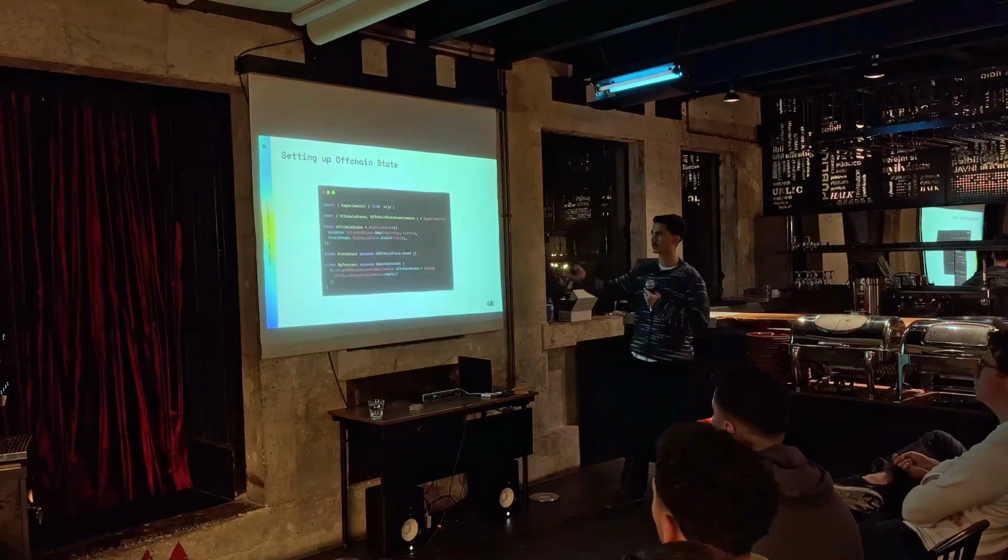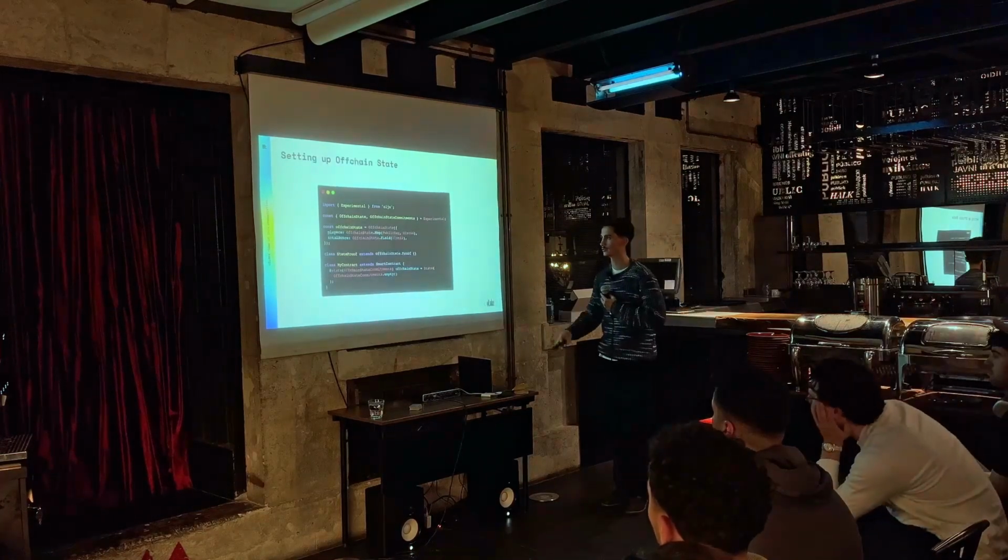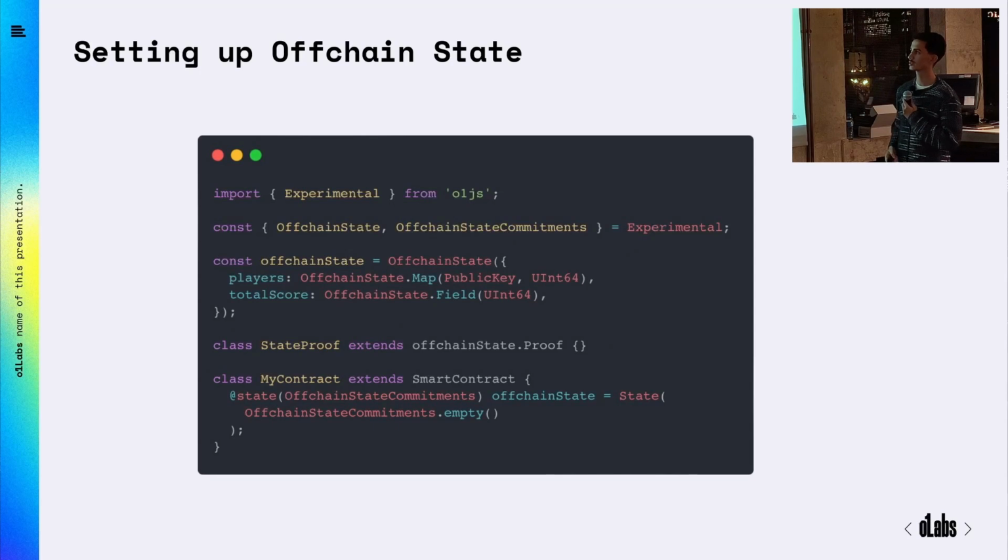So this is how we set up the off-chain state. It's quite easy. It's in the experimental namespace right now. We import it, then we define off-chain state. We have a player map here from public keys to Uint64, then a total score with type of Uint64. Then we have a state proof here.